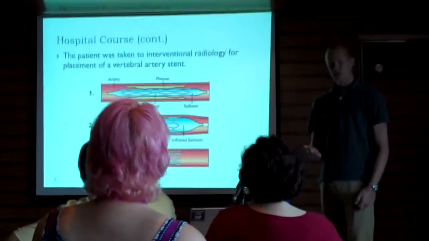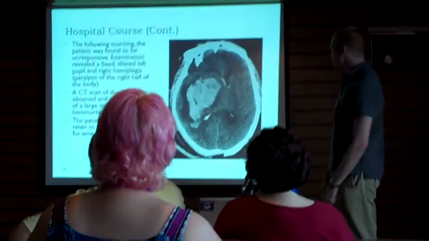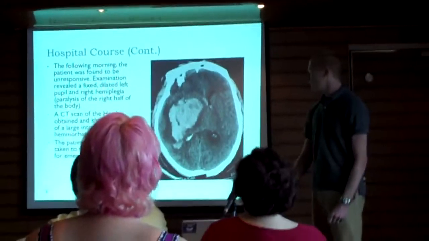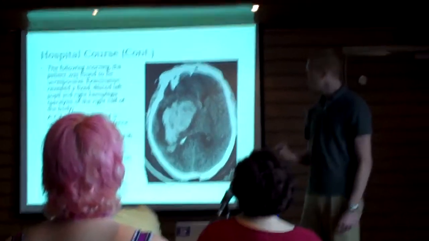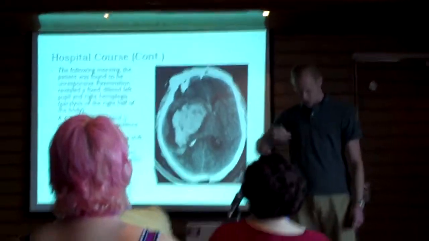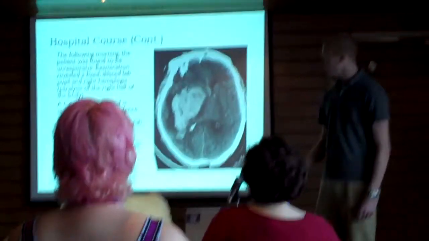So the patient tolerated the procedure very well until the next morning. He was found to be unresponsive. He had a fixed dilated pupil, a so-called blown pupil. And right hemiplegia, which is the right side of his body, was completely paralyzed.